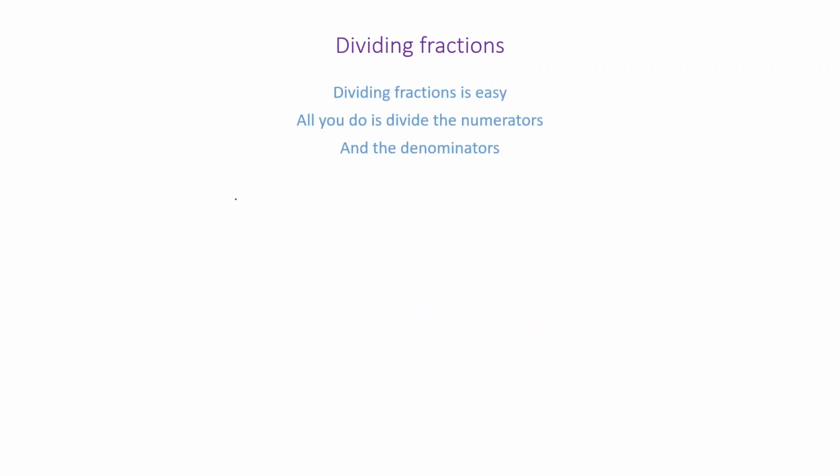All we have to do is divide the numerators and the denominators. For example, 10 divided by 4 divided by 5 over 4. So all we have to do is 10 divided by 5 all over 4 divided by 4. 10 divided by 5 is just 2, and 4 divided by 4 is just 1. And that just equates to 2.